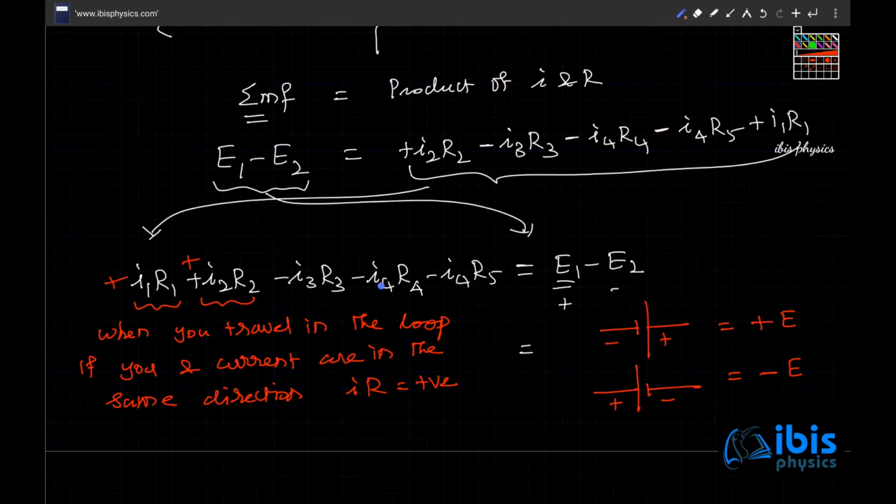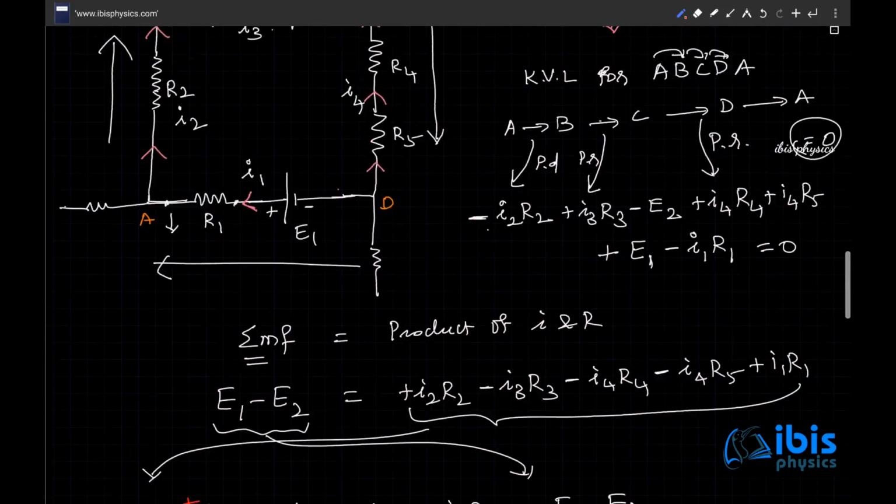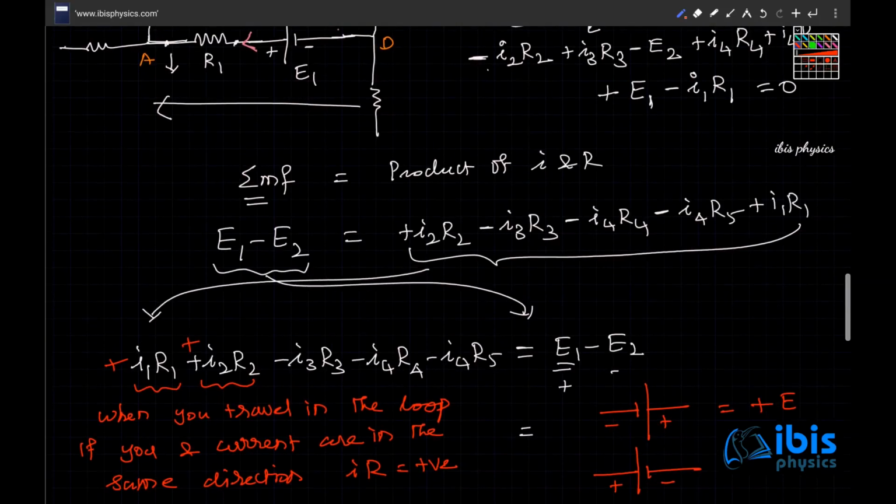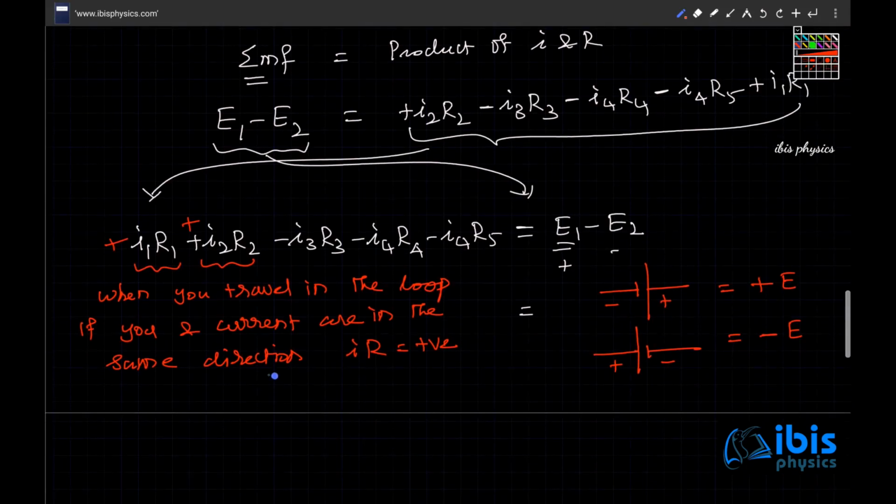Look at I3 R3 and I4 R4, they are all coming in minus, because when you move from B to C you move in this direction, and the current is in the opposite direction. When you move from C to D, you move in this direction, and the current moves in the opposite direction. For those values, you are getting minus, minus, minus. Hence, we will be writing this. Same direction means IR positive. Opposite direction means the product IR is negative. So let us simplify and write it.